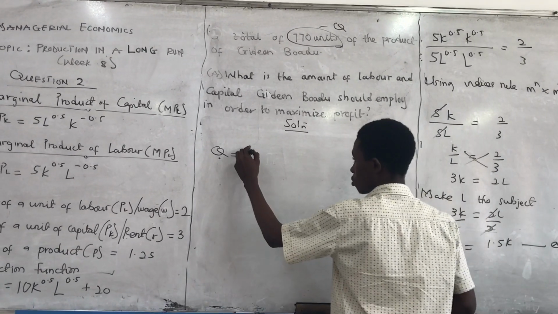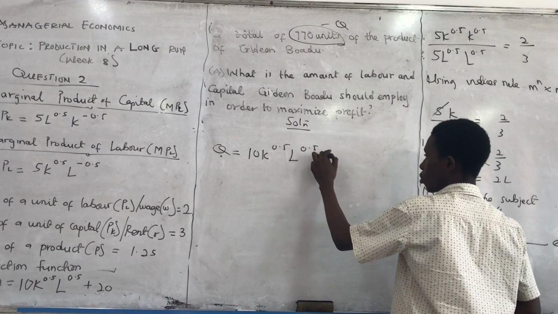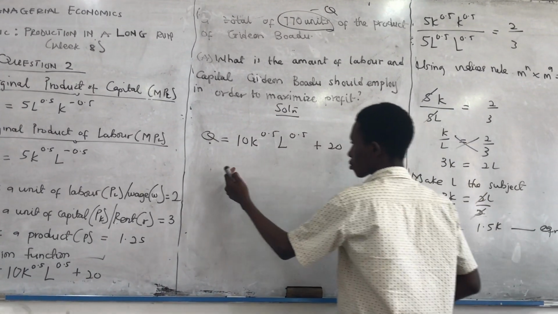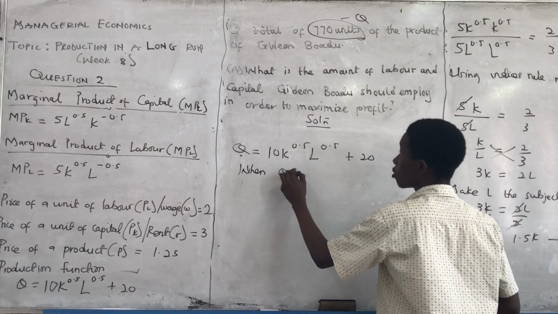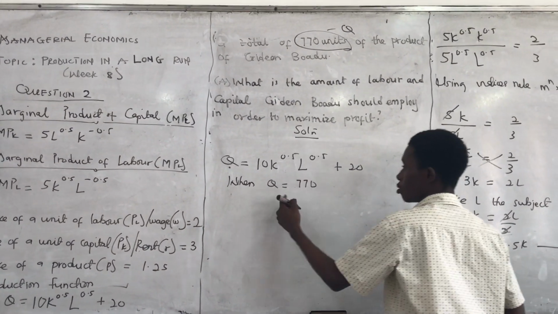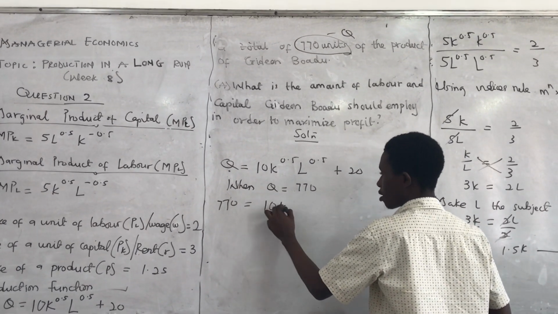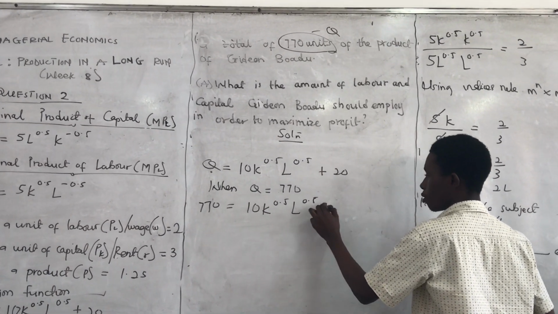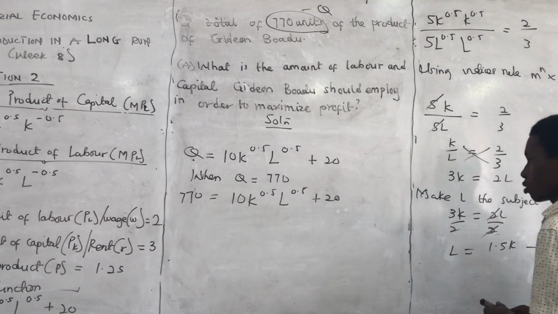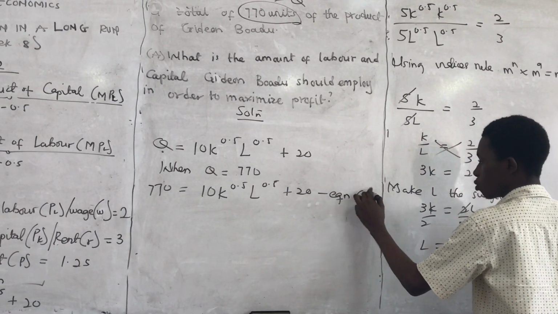So Q is 10K^0.5 L^0.5 plus 20. We are given this when Q is equal to 770. So we put it here: 770 equals 10K^0.5 L^0.5 plus 20. So this becomes our equation 2.